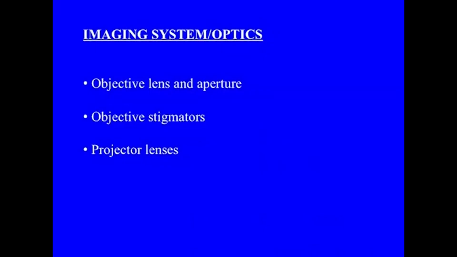After the specimen stage comes the imaging system, or optics, which will form the final image. Now, this consists of the objective lens, aperture, objective stigmators and projector lenses. So, like light microscopy, the objective lens will collect the beams that pass through the specimen and focus them. The objective lens will magnify the image up to 100x.